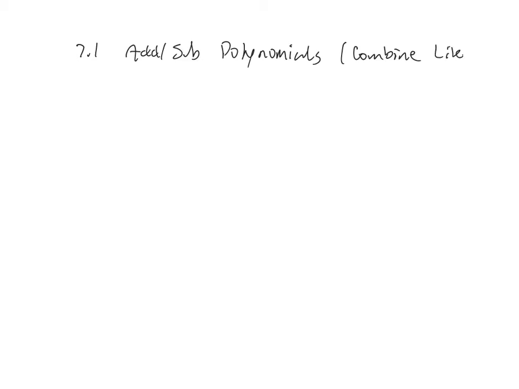All right, so chapter 7, we're going to break it up into two parts. So 7.1 is adding and subtracting polynomials. Another way of looking at it is combine like terms, which I think you've heard before.